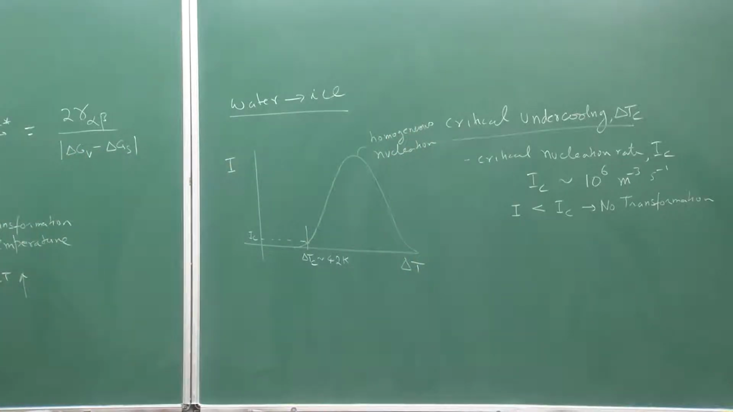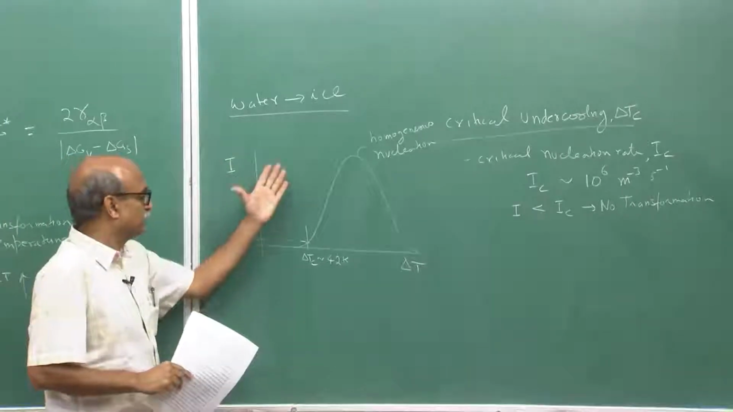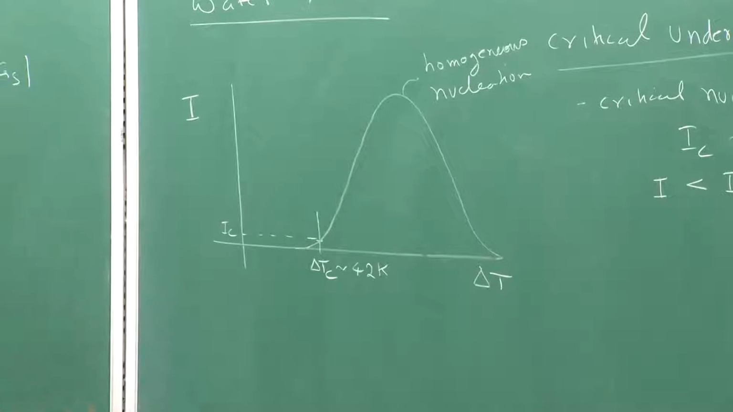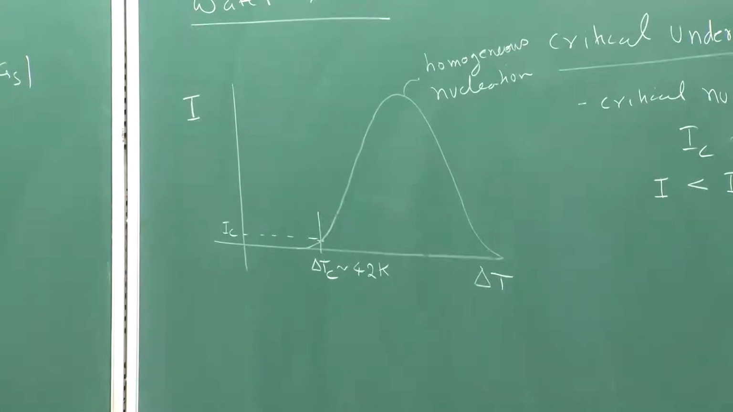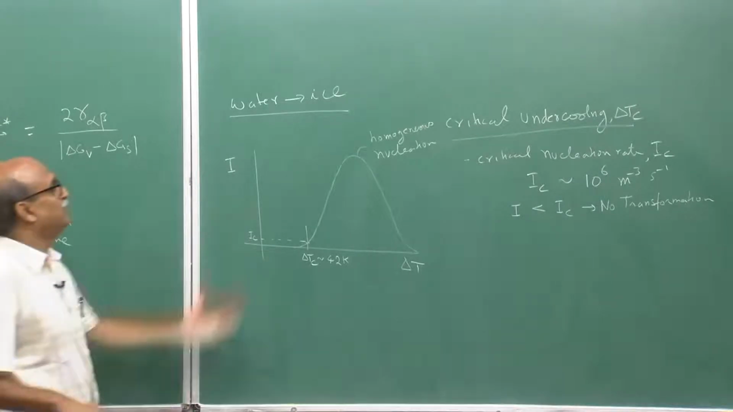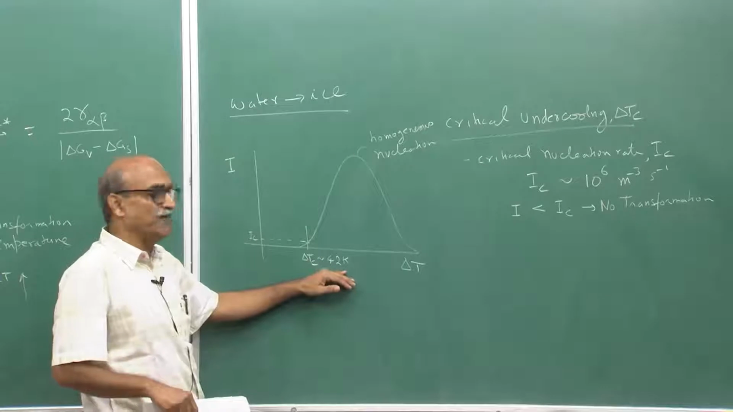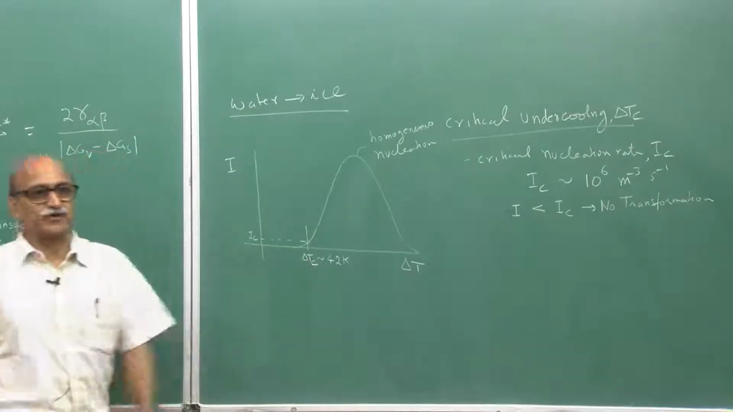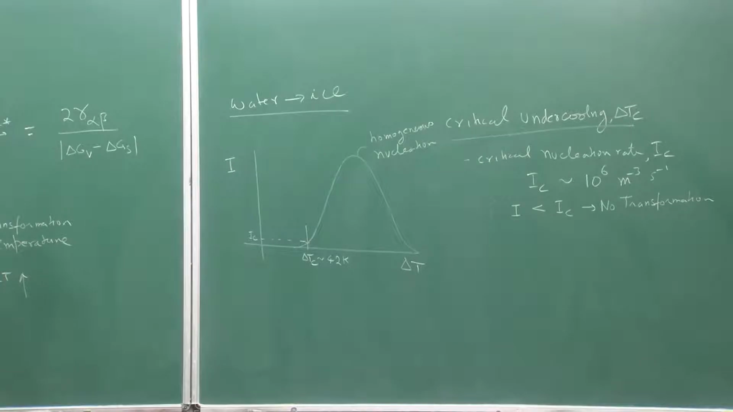So, if heterogeneous nucleation cannot take place, if there is no possibility of a heterogeneous nucleation where you do not have any substrate on which an ice nuclei can form, then freezing of water could become very difficult. You would have to go down to minus 42 degrees centigrade in order for solidification to take place.